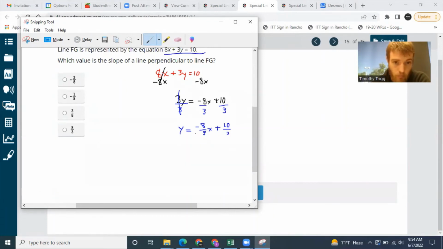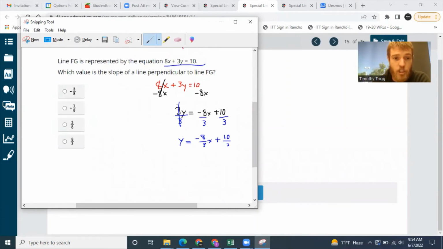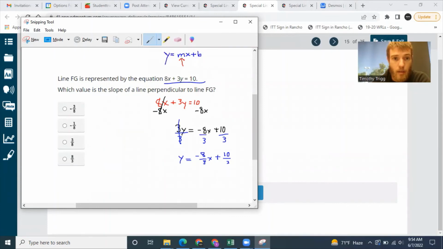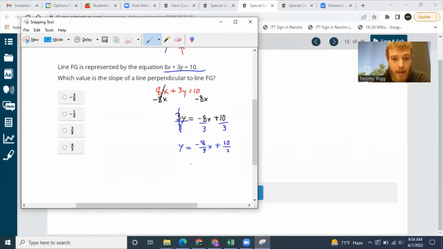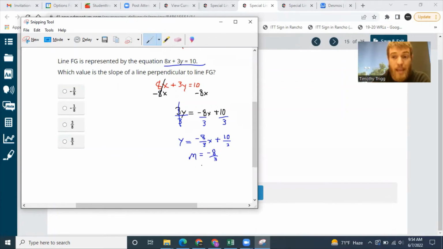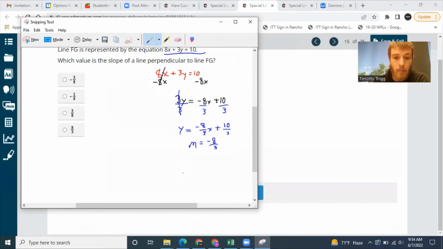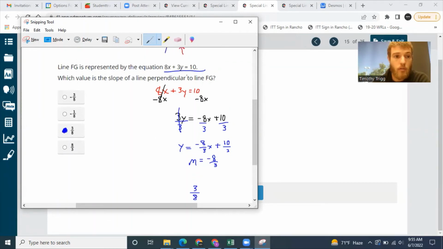So we know the slope of our line. The slope of FG is whatever value m is, which in our case is whatever's next to the x. So our m is -8/3. So this is the slope of our line. Any perpendicular line would have to have a slope of opposite sign. So since this is negative, the opposite sign would be positive. And then we flip the fraction. So instead of 8/3, it's 3/8, positive 3/8. So any line with a slope of positive 3/8 will be perpendicular to our line.